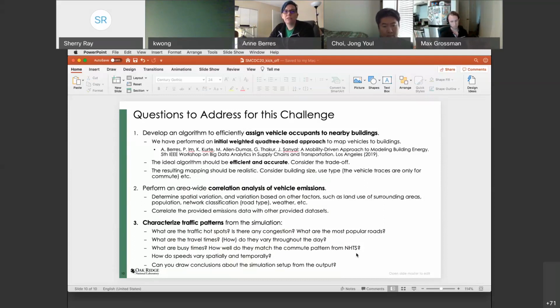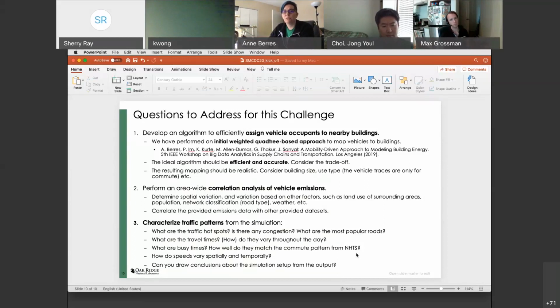And then basically, the algorithm that you're using should be efficient and accurate. There is a certain trade-off in that. If you use a quad tree and it goes down too far, you're going to miss some buildings that might be nearby. So definitely consider that.